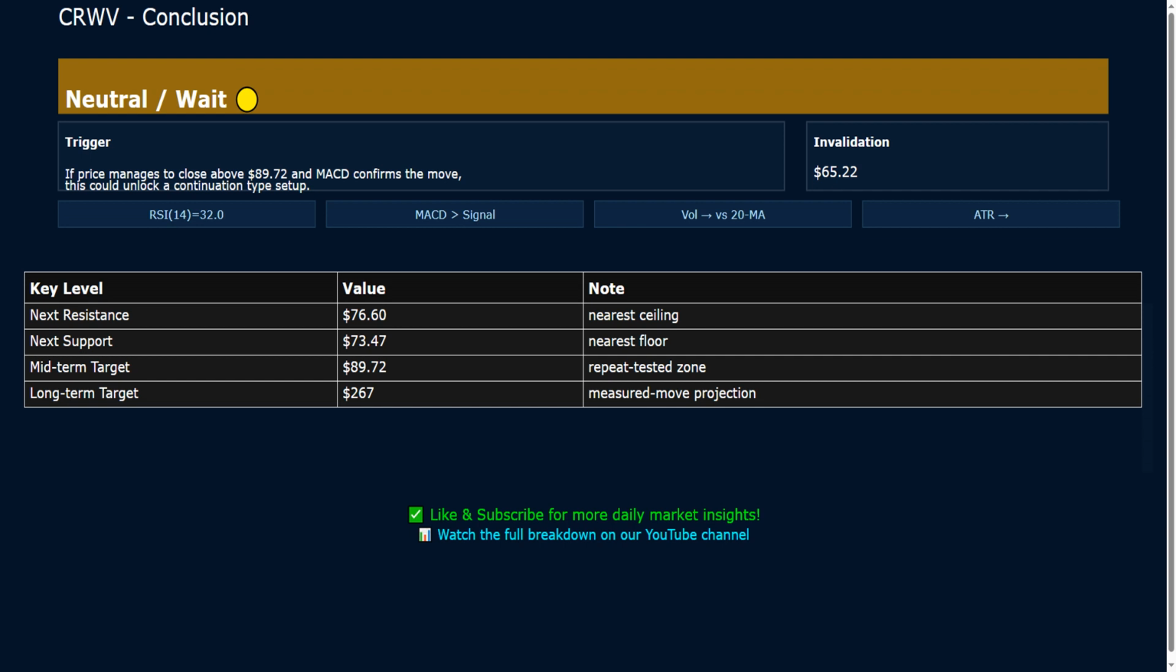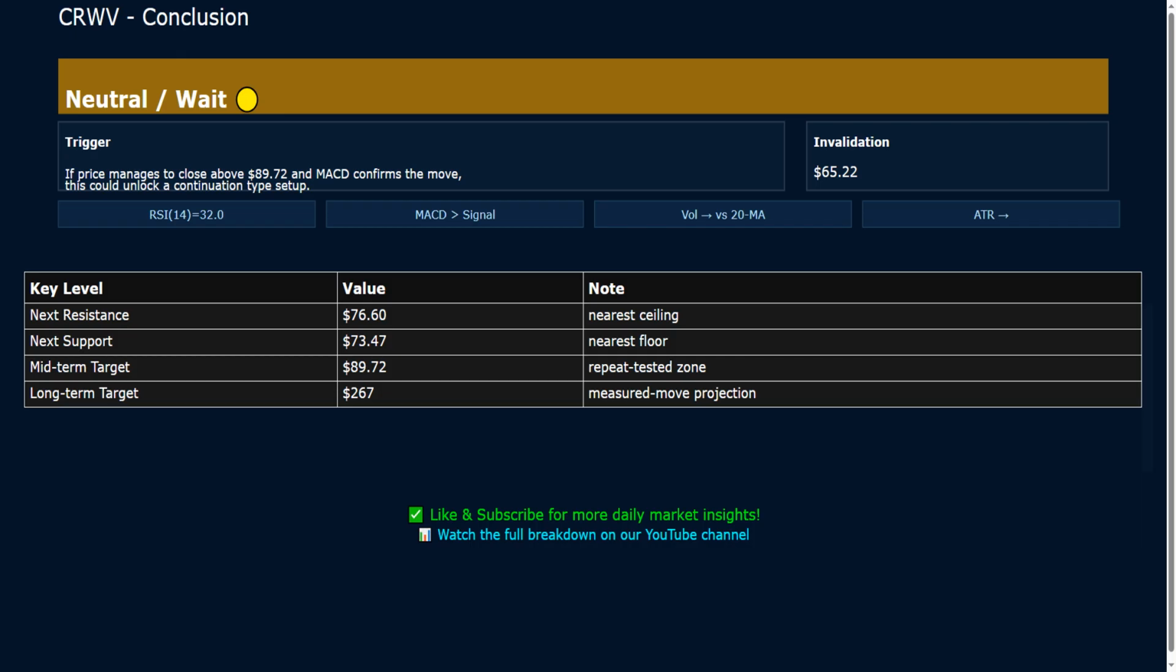long-term measured move objective, $330 as a 1.618 extension, $431 as a 2.618 extension. On the map ahead, we are tracking the next resistance around $76.60, support near $73.47, a mid-term target around $89.72, a long-term projection close to $267.